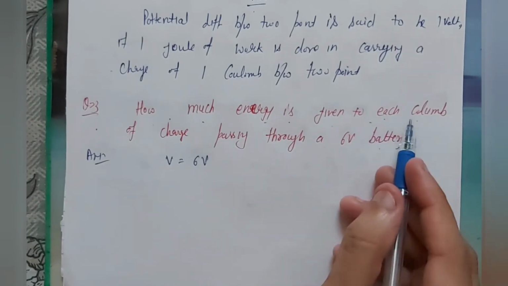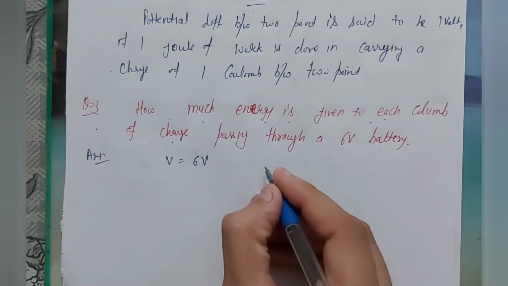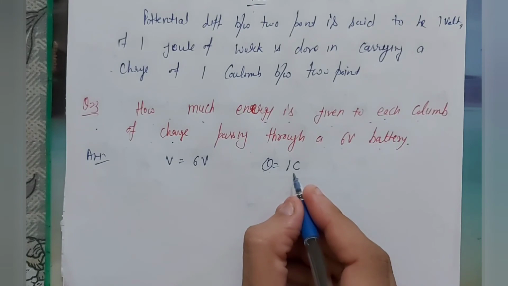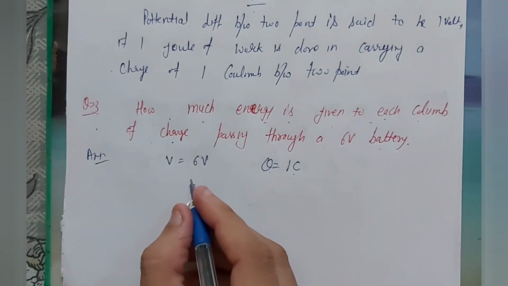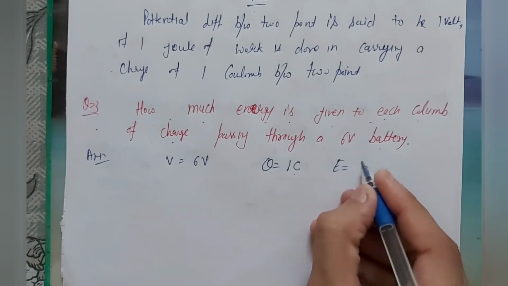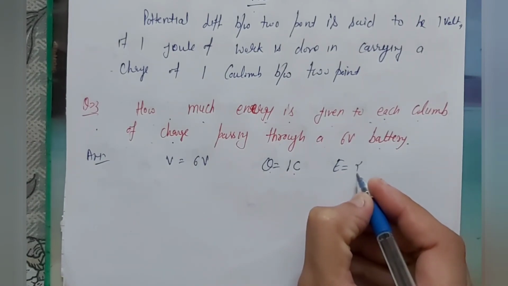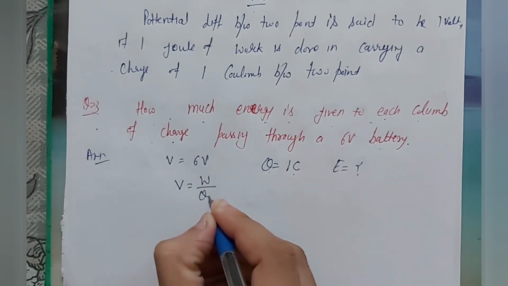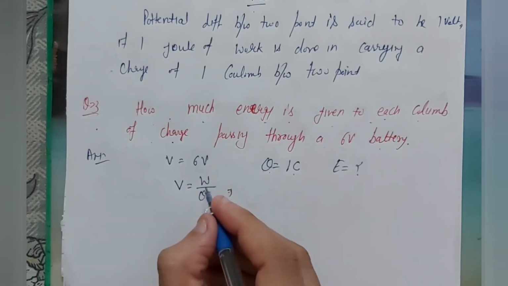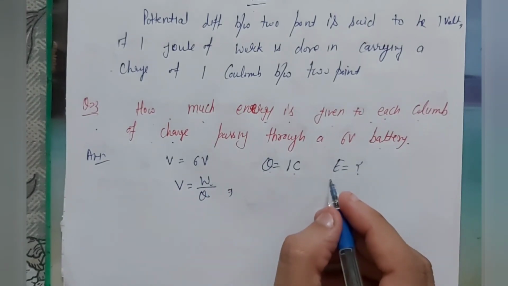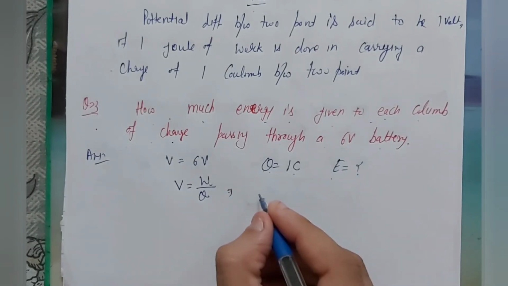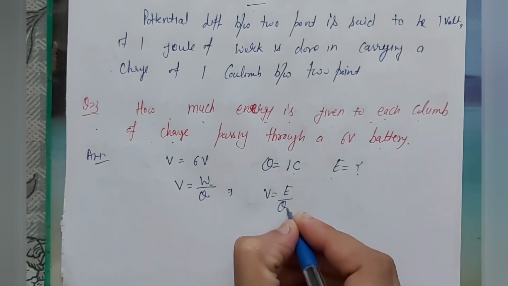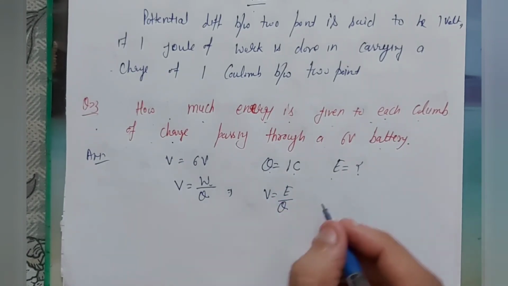And we have to find for each coulomb of charge. That means the charge value is given, charge is denoted by Q, and it is given as 1 coulomb. Coulomb is the SI unit of charge. Now we have to find the energy. As we know that potential difference V is equal to W divided by Q. As we know that work done is equal to energy, so we can write V is equal to E divided by Q. Work done and energy both are equal.